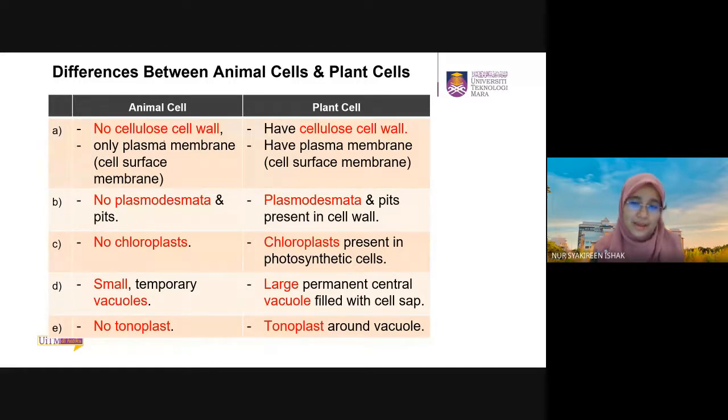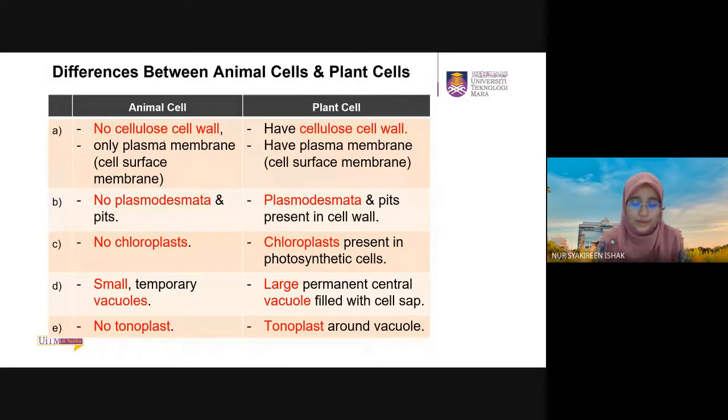What is the purpose of plant cell having a cell wall? Okay, so one of the importance of the cell wall for plant is to hold the plant cell together, preventing the cell from bursting. The normal condition for plant cell is to be in a turgid state. So that's why plant cells have a large central vacuole. One of the functions of the central vacuole is to collect water. In order for the plant cell to be turgid, they have the central vacuole to store the water and cause the plant to be turgid.